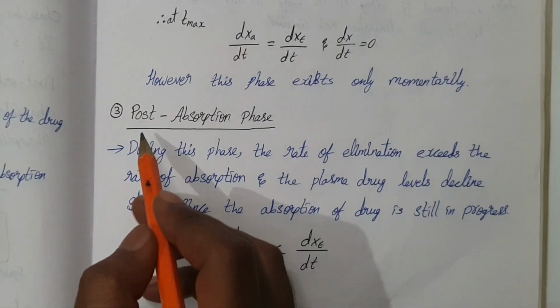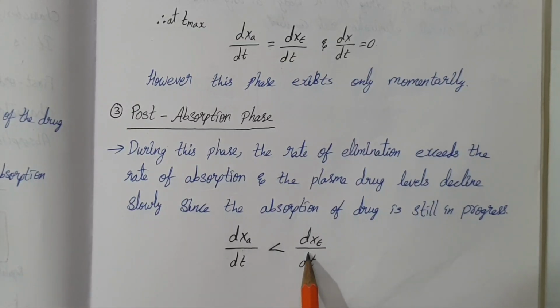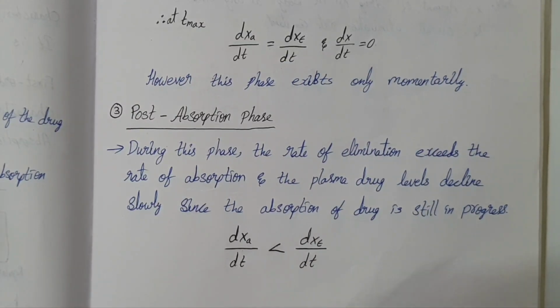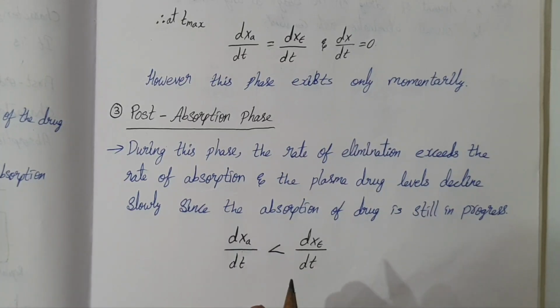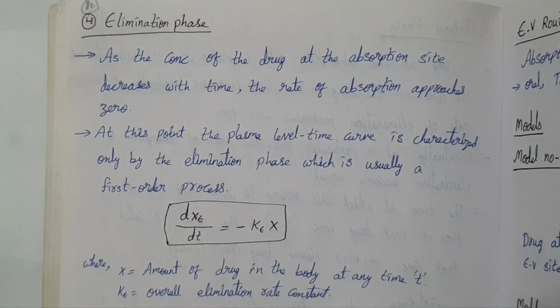Now we have the post absorption phase. The rate of elimination in this phase exceeds the rate of absorption. So the drug is still being absorbed but in smaller amounts, and the plasma concentration starts declining slowly. Let's move on to the elimination phase.